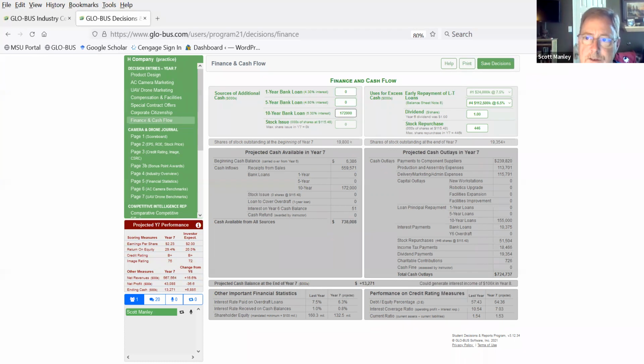So if I borrow 172, now it tells me that I could generate interest income of 106,000. Well, I don't want that really low interest income. So 171 million gives me potentially interest income of 0.8% on that. 170 million tells me that I've got high potential for overdraft. So I'm going to do 171 million.